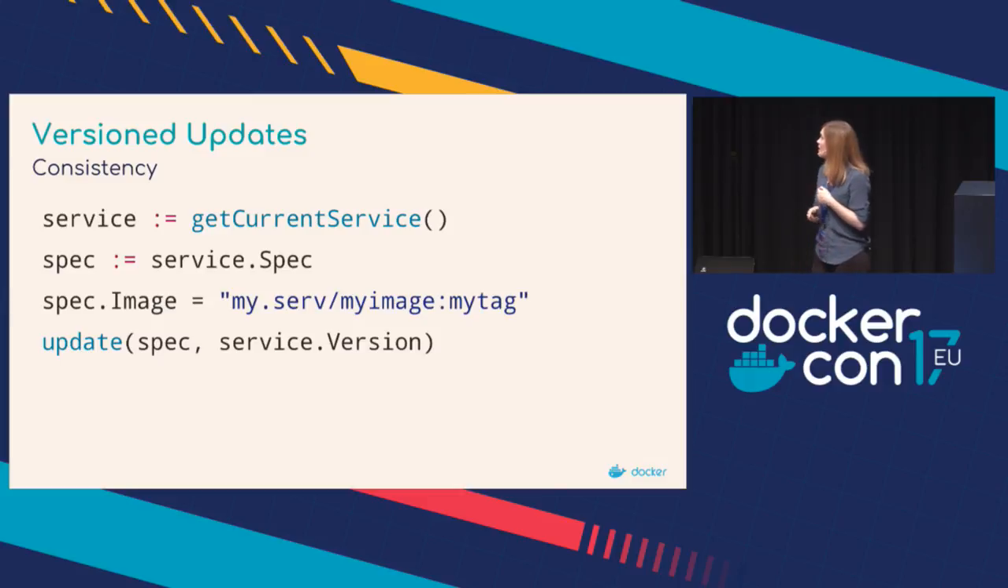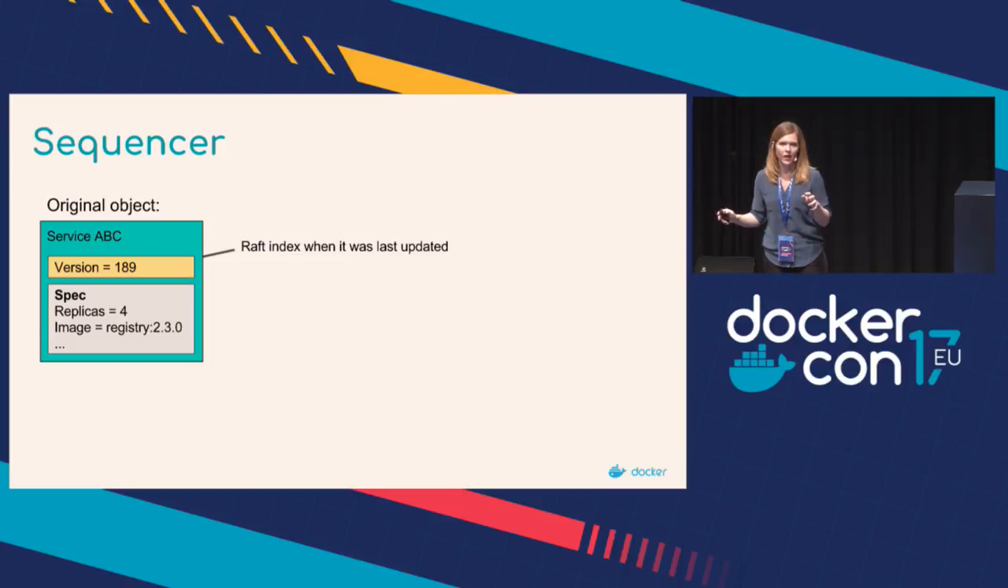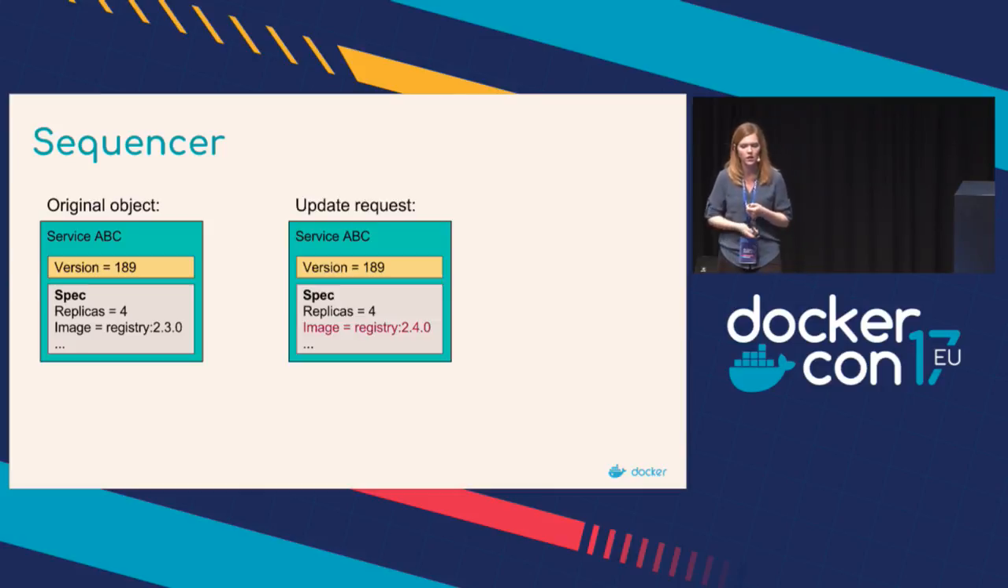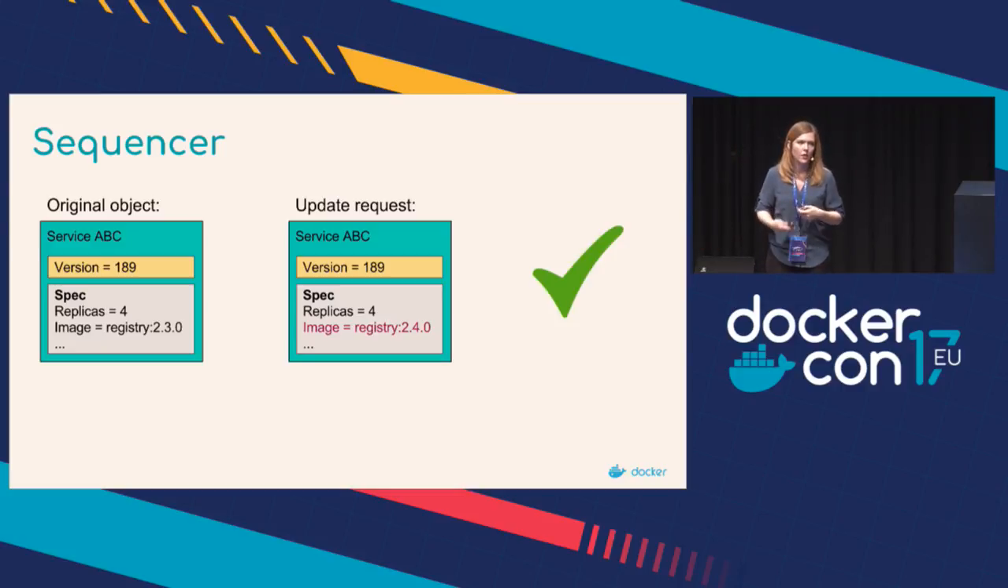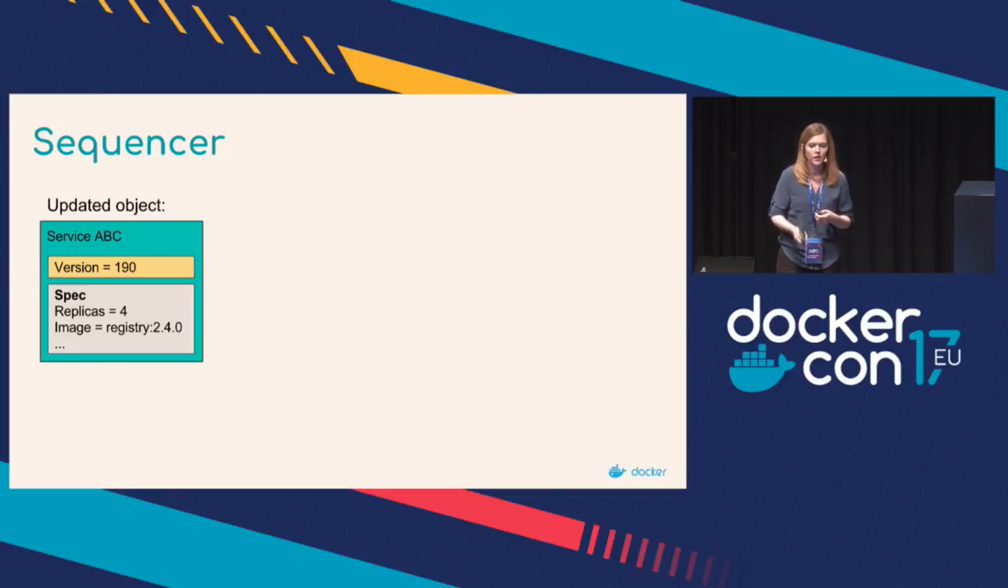The updates in the SwarmKit are versioned, which means you have to provide some version. And we can maybe look at this visually. It's a little bit easier to understand, although the concept is not super difficult. So if we have version 189, which is the Raft Index of when it was last updated, and we have an update request, and we say the current version that we have is 189. I want to make some update. In this case, we're updating the image. That's totally fine, because you have the current version, and then that version is going to be incremented.